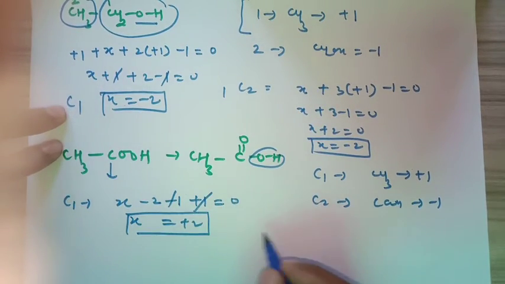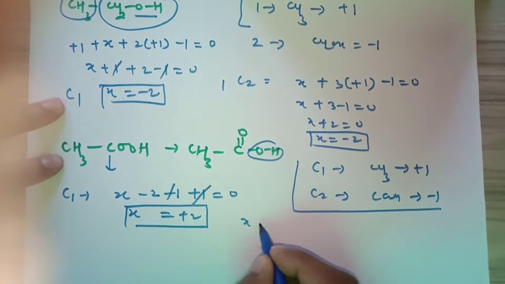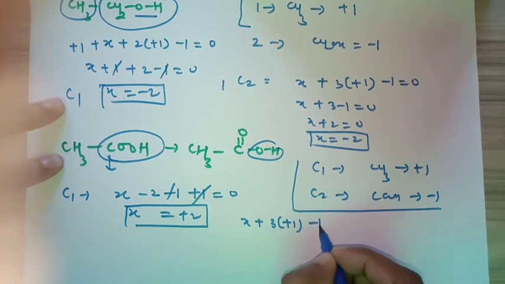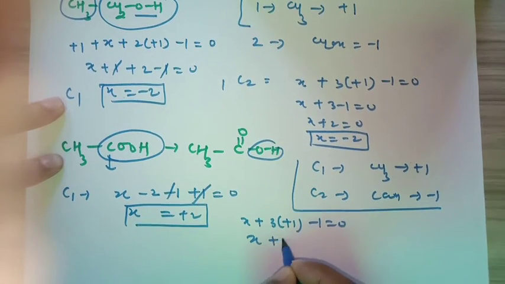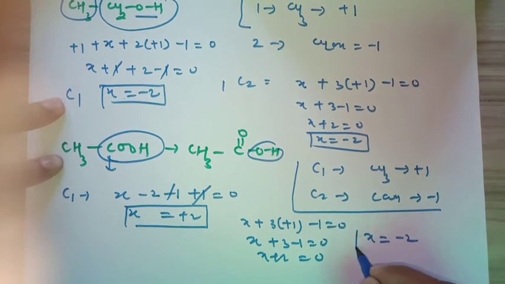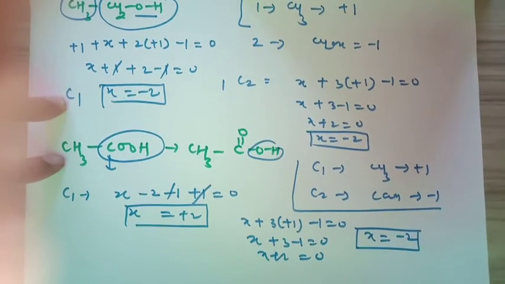Let's solve for the second. So we'll take X, that will be 3 + 1, and directly COH will be -1, so equal to 0. So X + 3 - 1 = 0, so it will be X + 2 = 0. So it will be X = -2. So for carbon 2 the oxidation state will be -2.